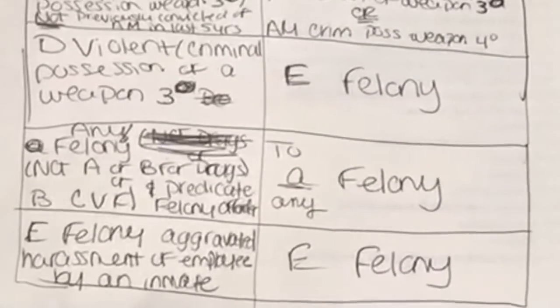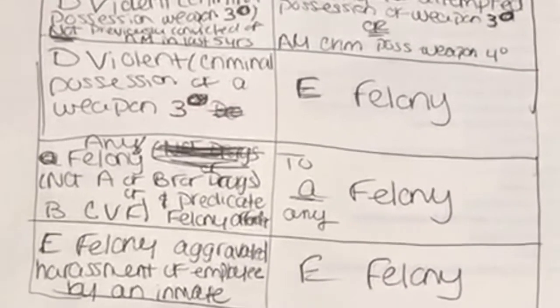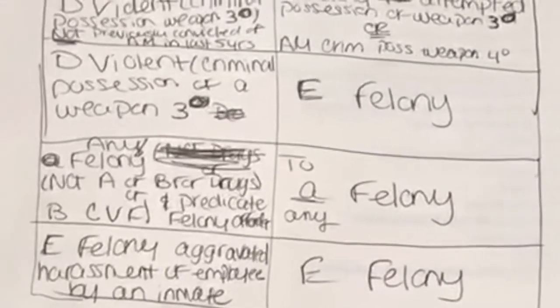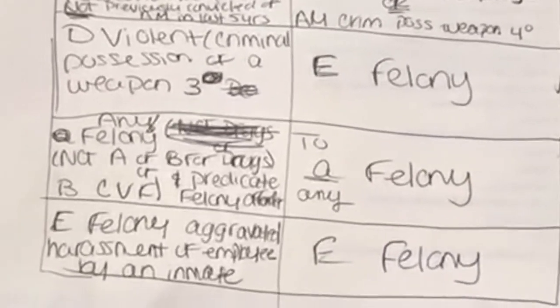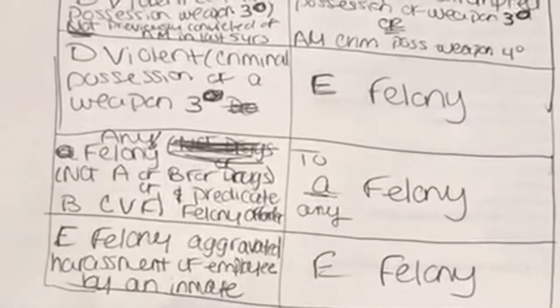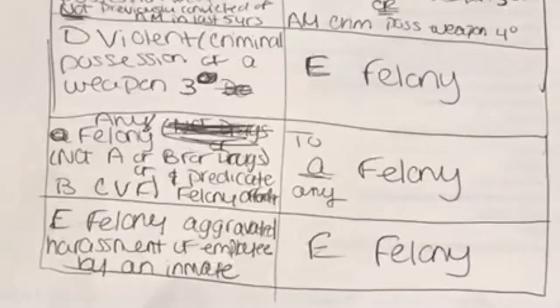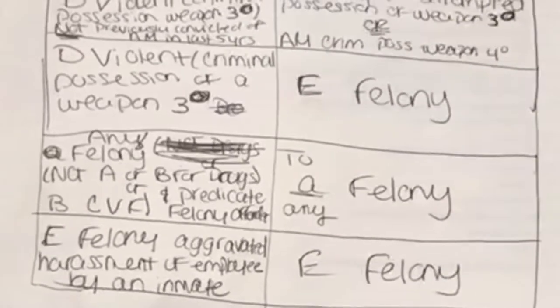Any felony not an A or B for drugs, or a B or C violent felony, where the defendant is a predicate felony offender, it's to any felony. An E felony aggravated harassment of an employee by an inmate must be an E felony.